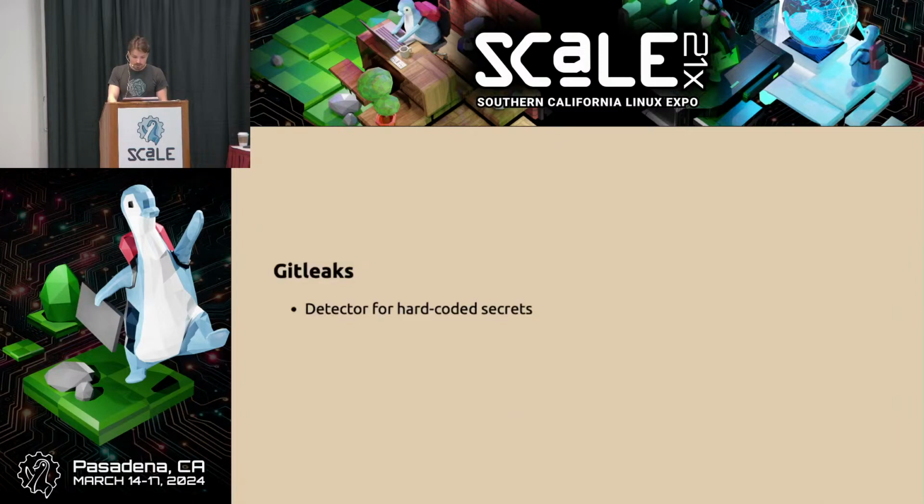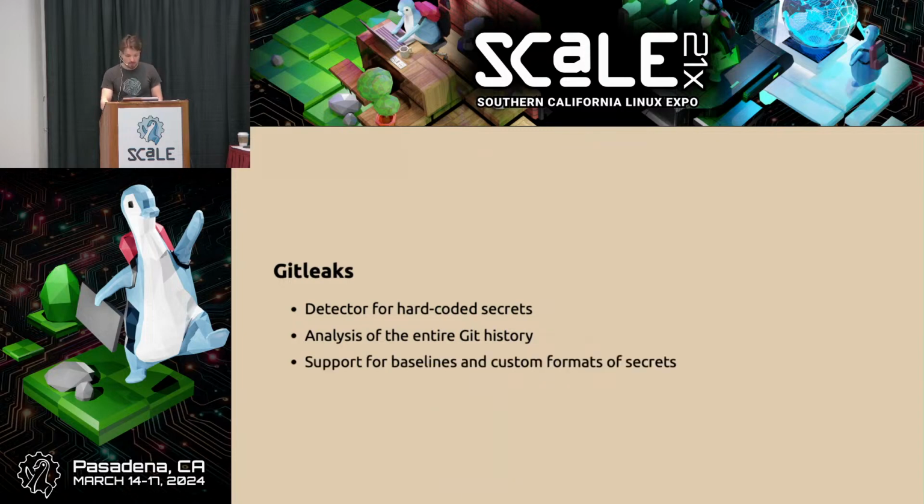So Gitleaks is a detector for hard-coded secrets. What's nice about this tool is that it's analyzing the entire Git history, so not only the current state of the code base, but also the commits in the past, because, for example, you can have overwritten secrets. You may think that they will not exist in your code base, but in fact, someone from the internet can scan all commits and can detect them. And it also supports baselines and custom formats for secrets.